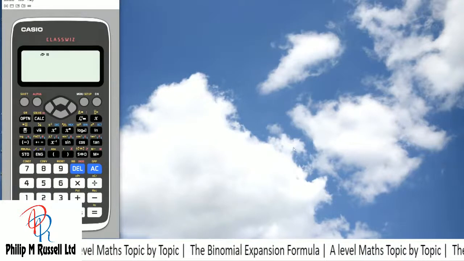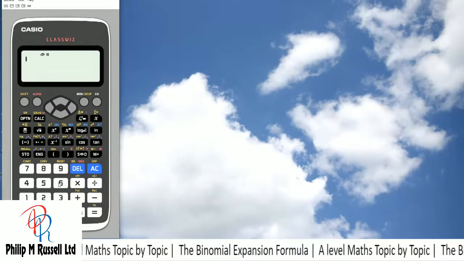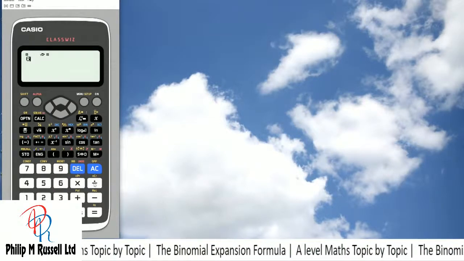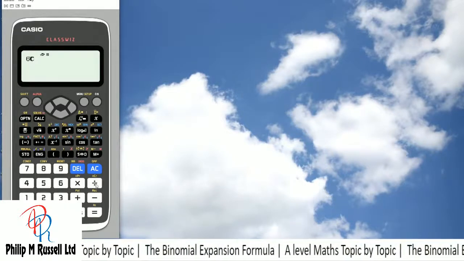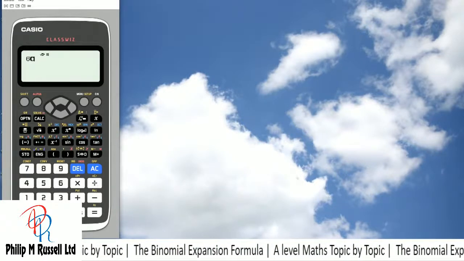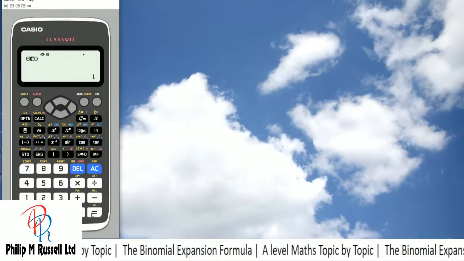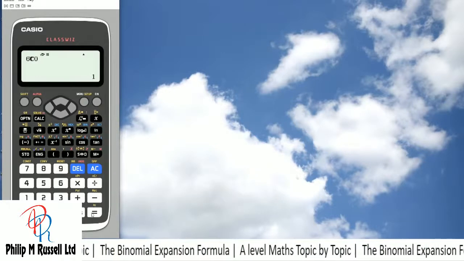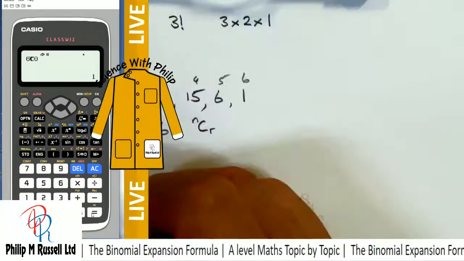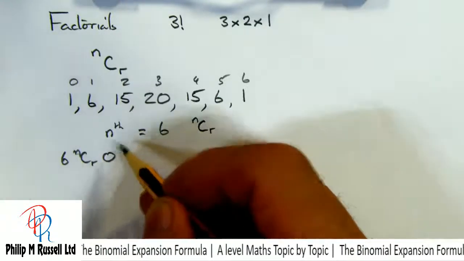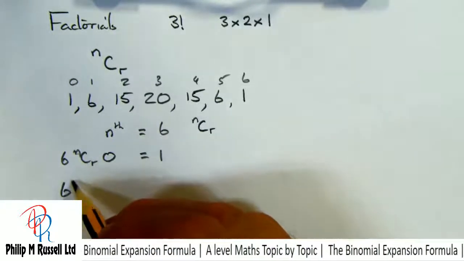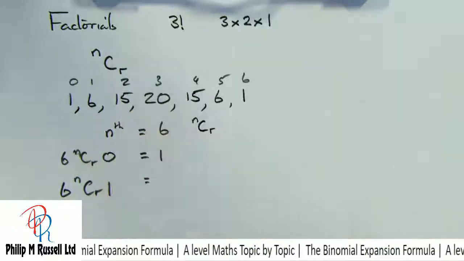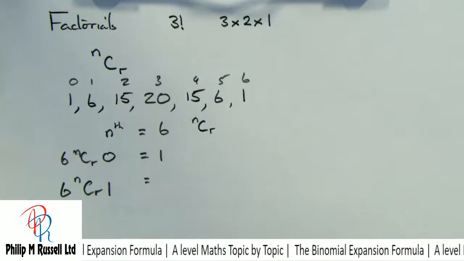So what I want to do is put in 6. I want to do nCr, that's shift, and down here on the divide sign, and we're going to do the 0th position, and that will give me 1. So that was 6, press the nCr button and put in 0, and that gave me 1. 6 nCr 1 this time, and we should get the number 6. Let's see if we do.